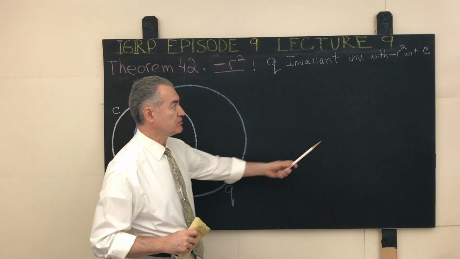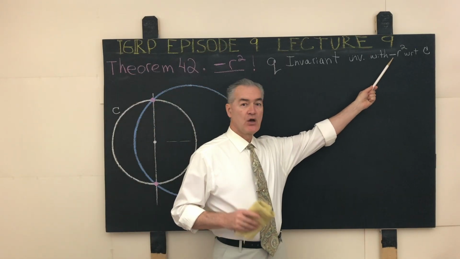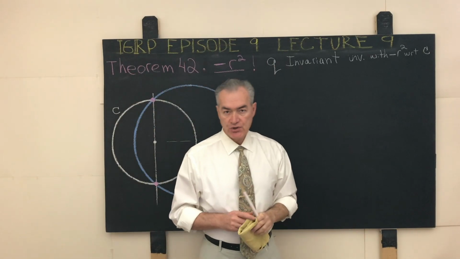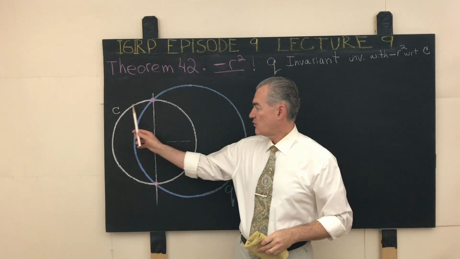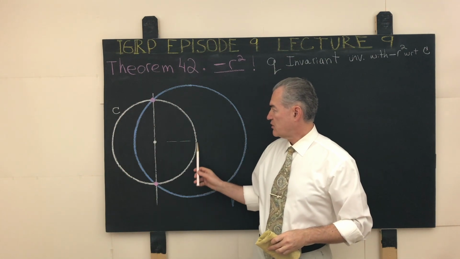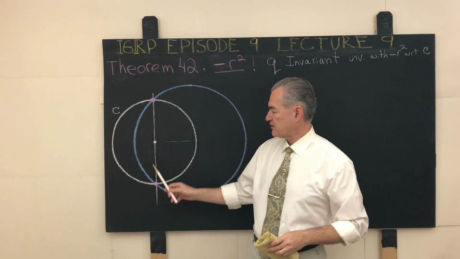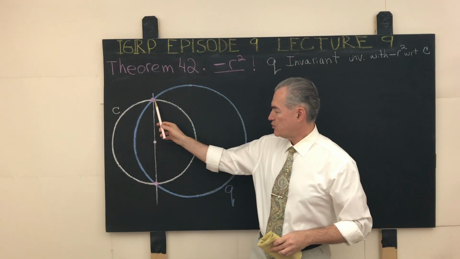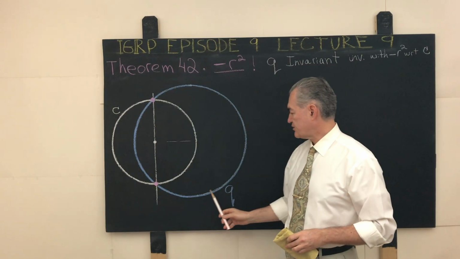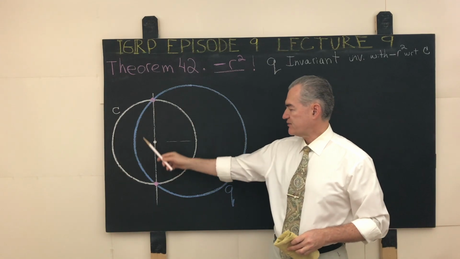Here we pay attention: with negative power, with respect to the circle C, the circle which houses the two diametrically opposite points through which the original circle Q passes.